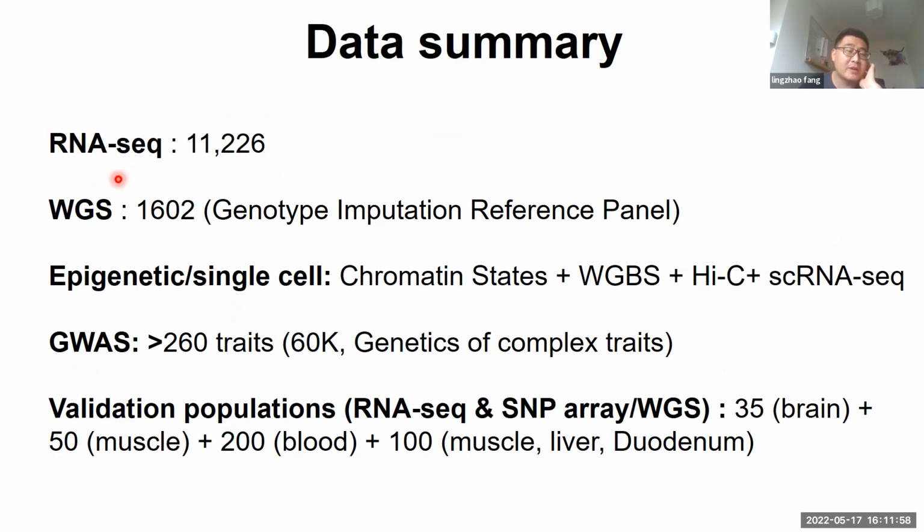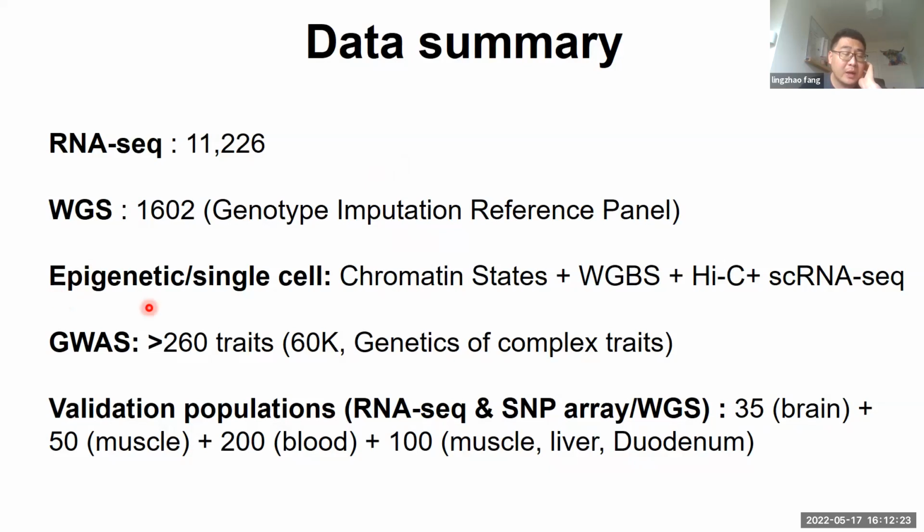That includes over 10,000 RNA-seq samples and also 1,600 whole genome sequencing data. This data was used to build the genotype imputation reference panel. It's quite similar to the 1,000 Genomes Project in human and also the 1,000 Bull Genomes Project in cattle.